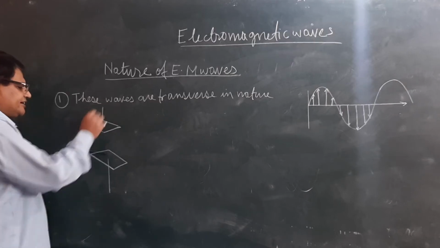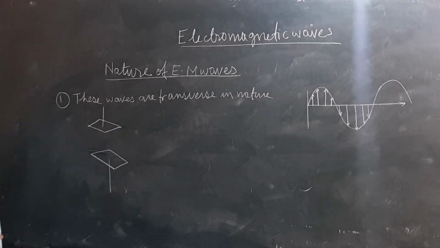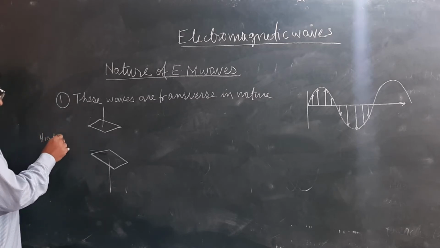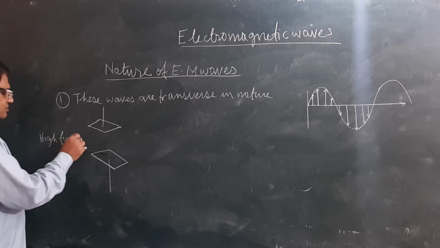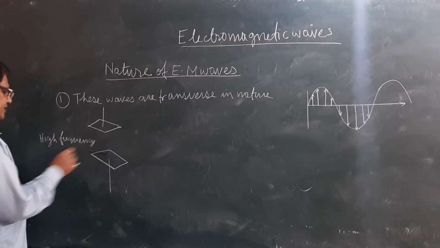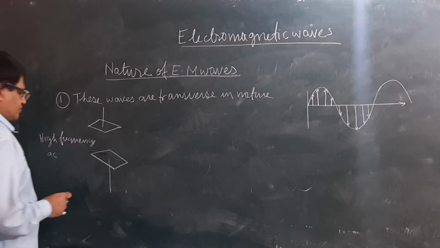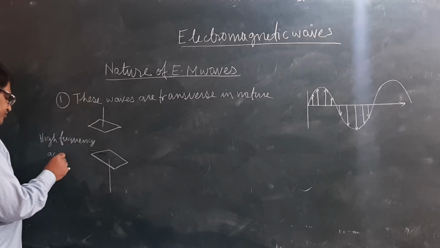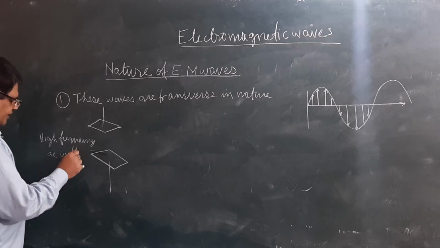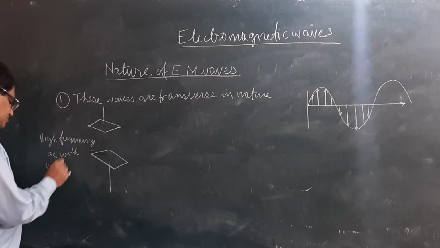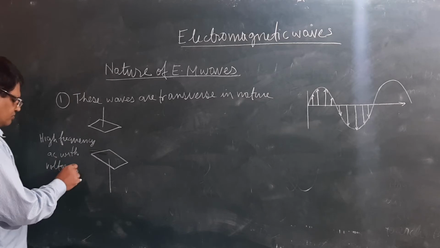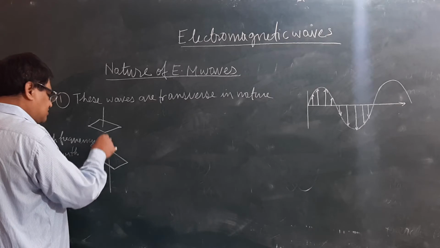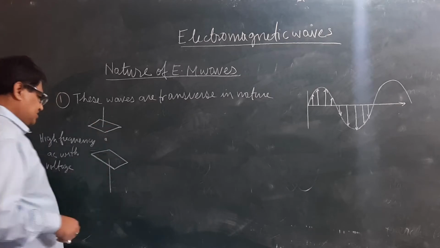You connect these electrodes with high frequency AC. This is connected to high frequency AC, and the voltage should be very high. What happens due to this? We'll find that there will be discharging between these two plates.